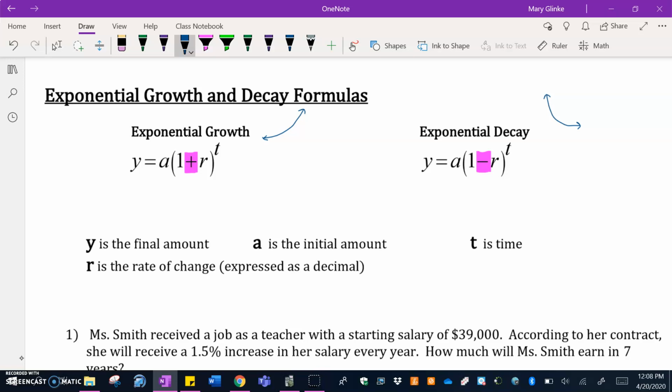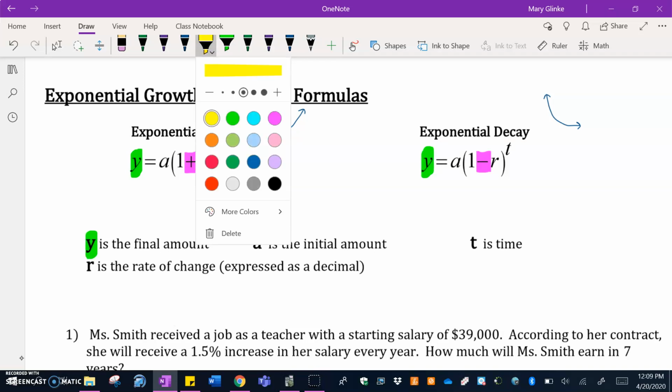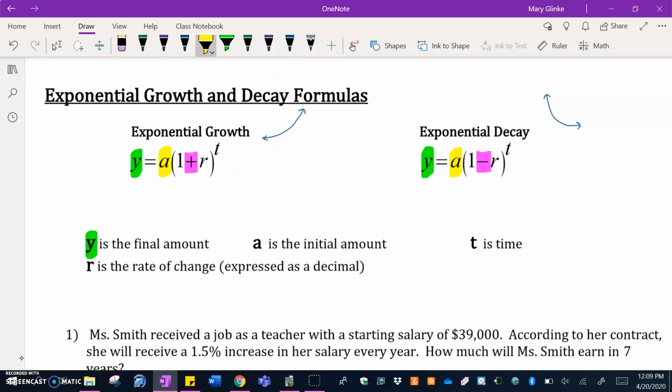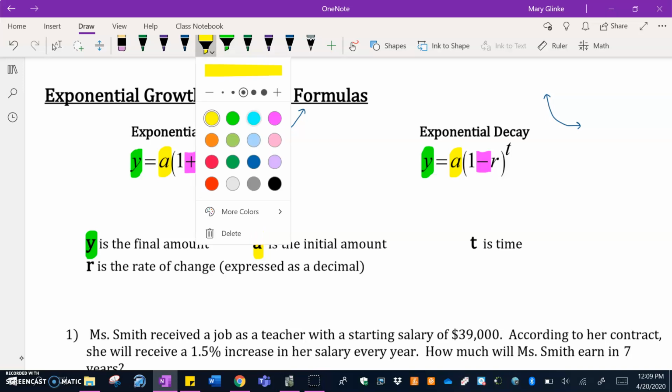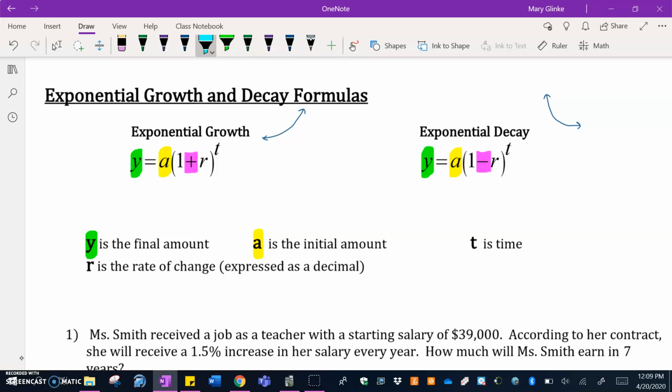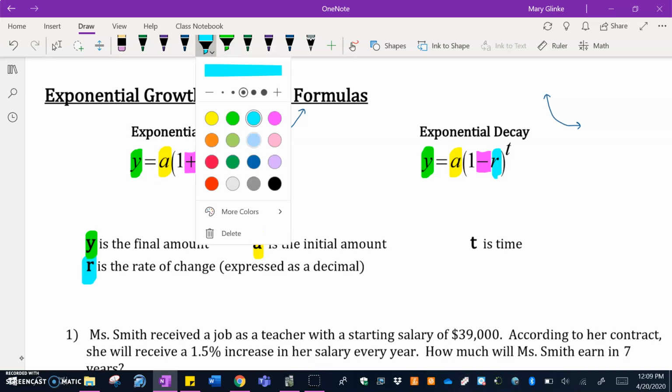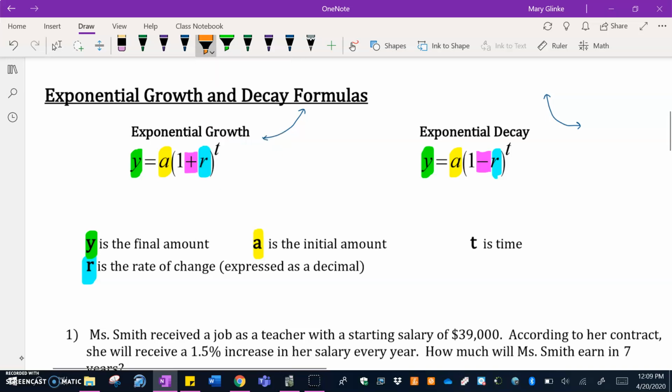In both of these formulas, you're going to notice a bunch of different things. This y is your ending amount. It's the final amount. The a is your initial amount. So it's however many you're starting with at the beginning. 1 is representing 100%, and then you're either adding your growth rate or subtracting your growth rate. And then your exponent here is your time in both of these. So they're both to the t.